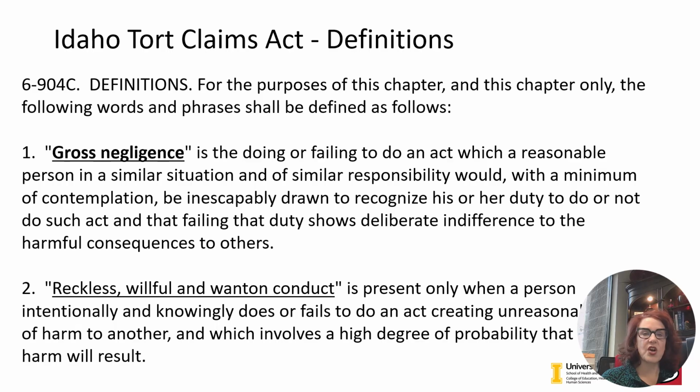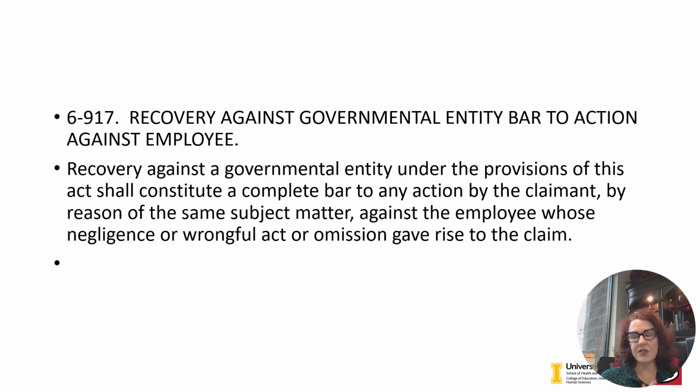One other thing I did want to touch on in the Tort Claims Act is there is a little provision in 6-917 that recovery against the governmental entity bars them from going against the individual as well for the same matter. So hypothetically speaking, a negligent act occurs, an omission to act occurs that results in a negligence and a finding against the school district. They can't then come file another lawsuit just against you as an individual. It's done, it's over, because that is part of the way that the process is set up to be handled.